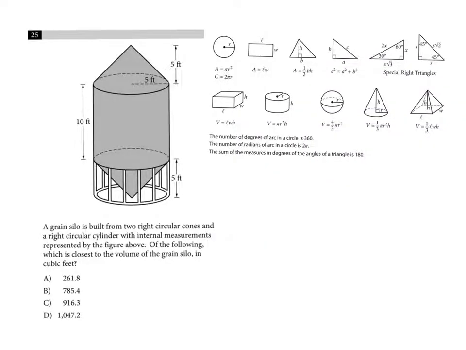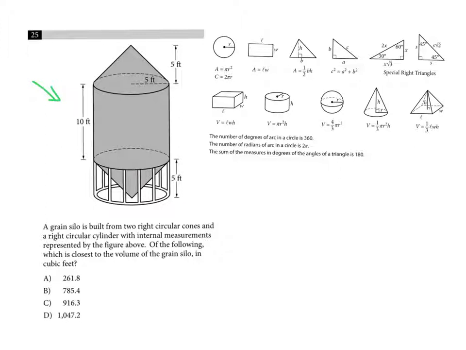Problem 25. A grain silo is built from 2 right circular cones and a right circular cylinder with the internal measurements represented in the figure. And they give you all the different dimensions in the figure. Of the following, which is closest to the volume of the grain silo in cubic feet?